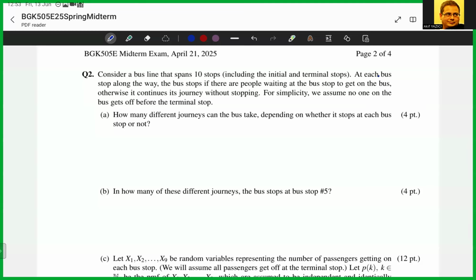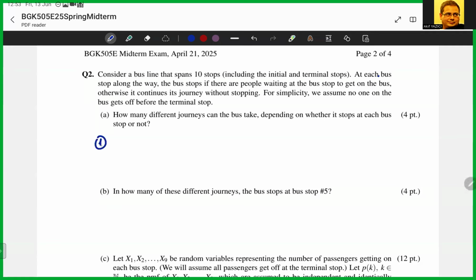Right. Question number 2. Consider a bus line that spans 10 stops, including the initial and terminal stops. At each bus stop along the way, the bus stops if there are people waiting at the bus stop to get on the bus. Otherwise, it continues its journey without stopping. So I have 10 stops.